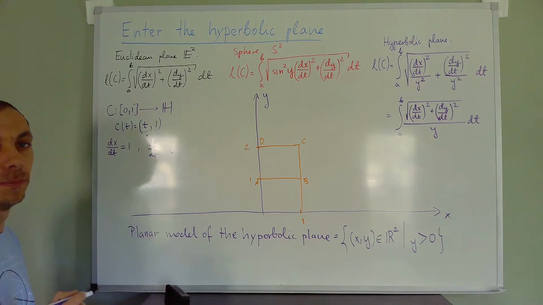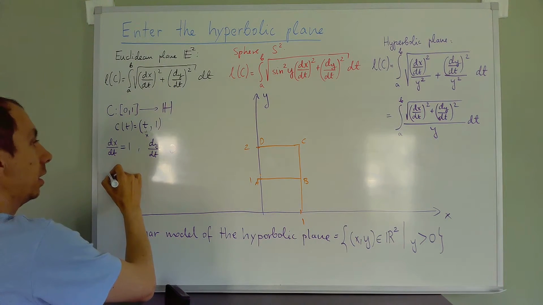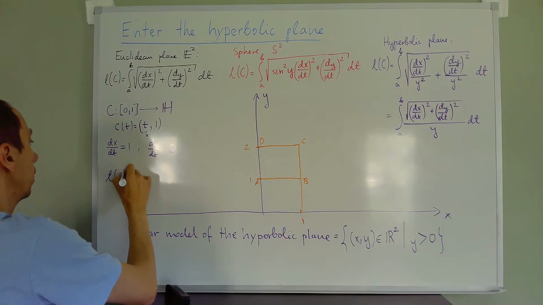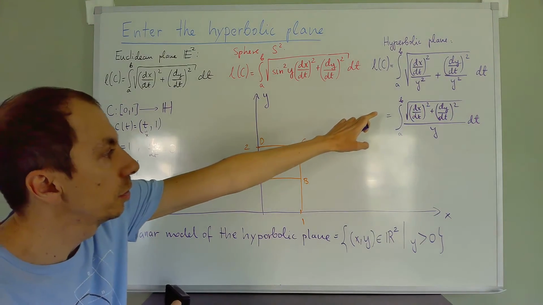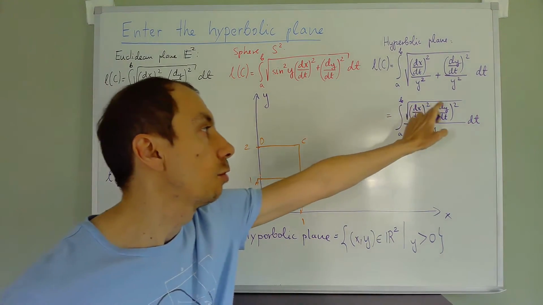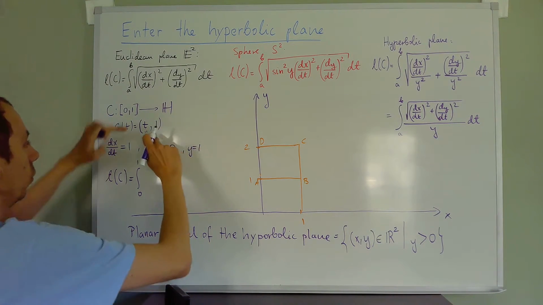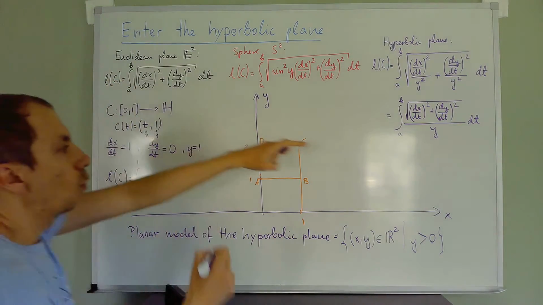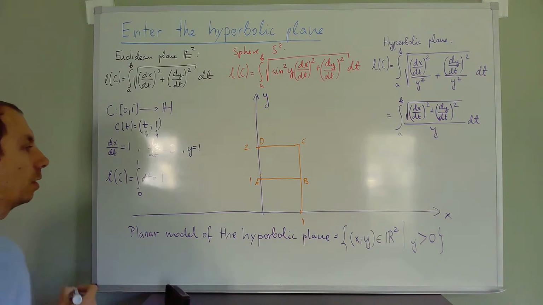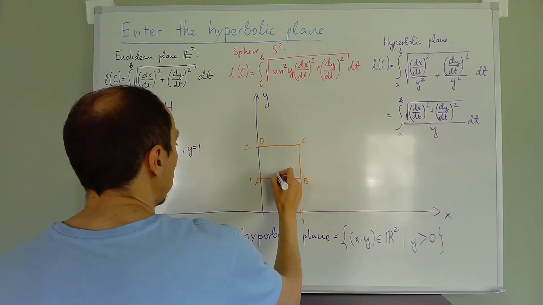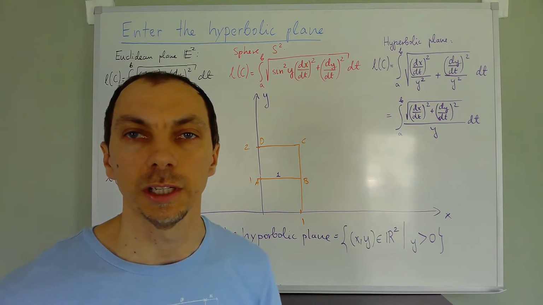So what we get is that the length of the curve is the integral from 0 to 1. dx over dt is 1, so the whole thing underneath the square root is equal to 1. And what about y? y is also equal to 1, so y in this formula is also equal to 1. So I just get the integral of dt, and that's just 1. So this length here is 1, just like on the Euclidean plane.